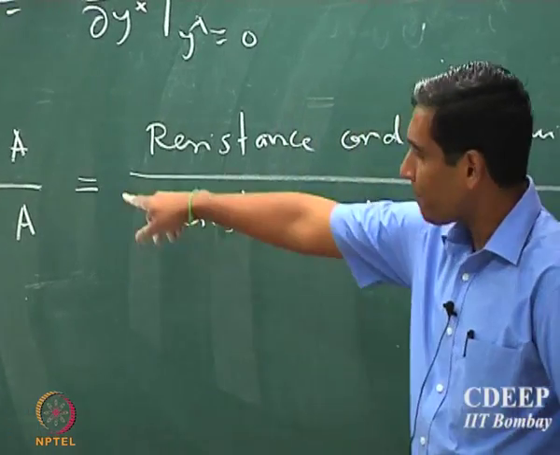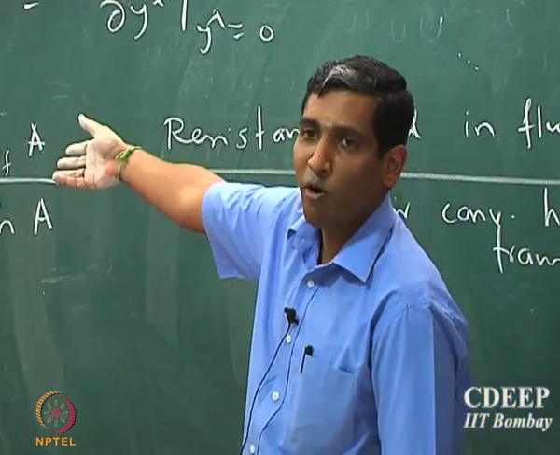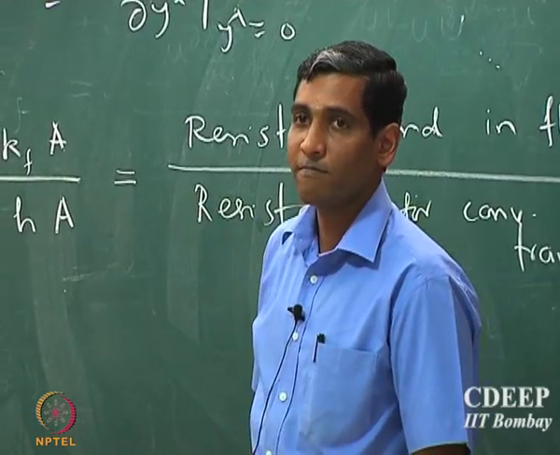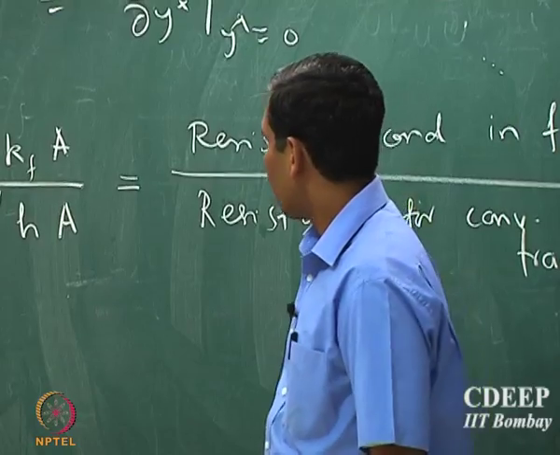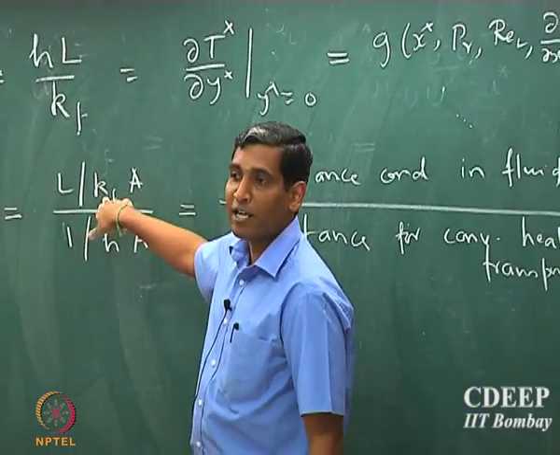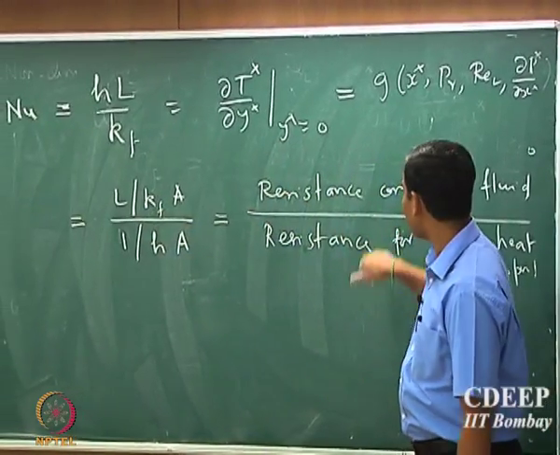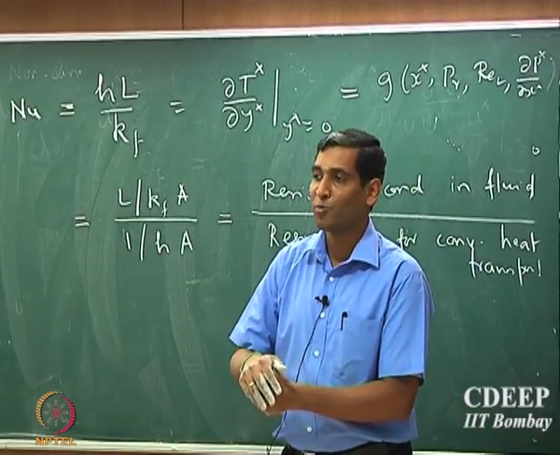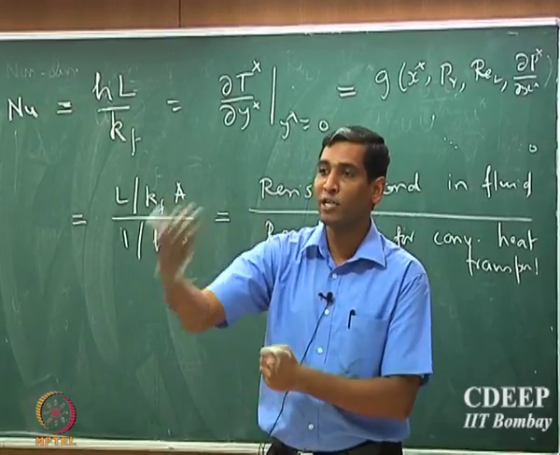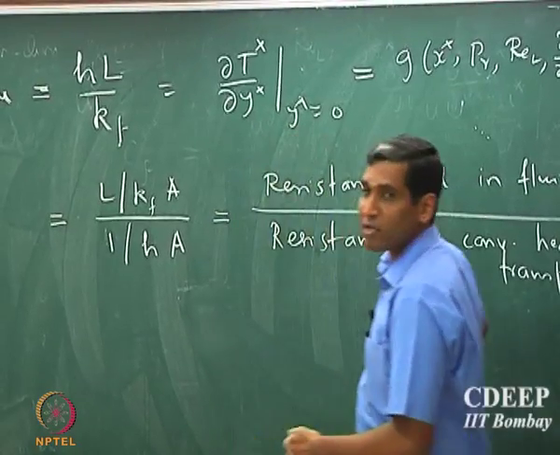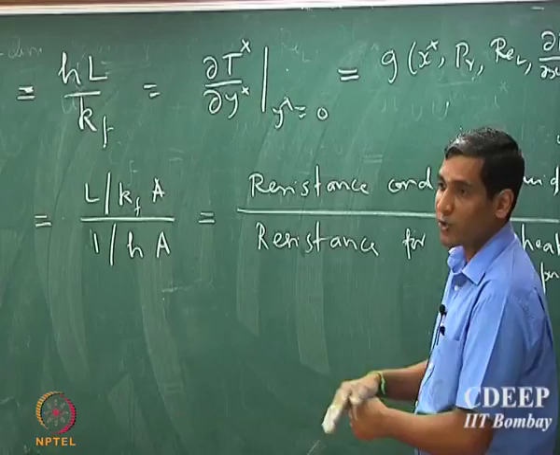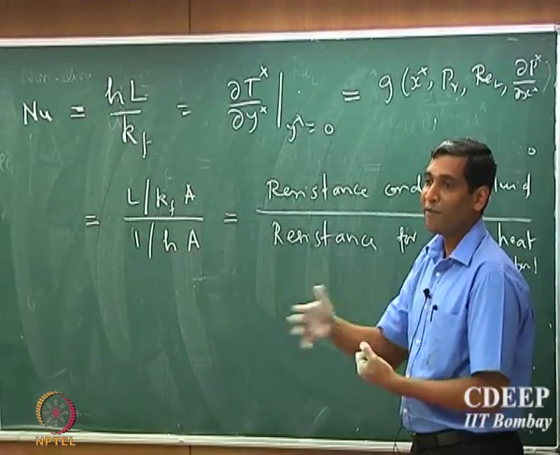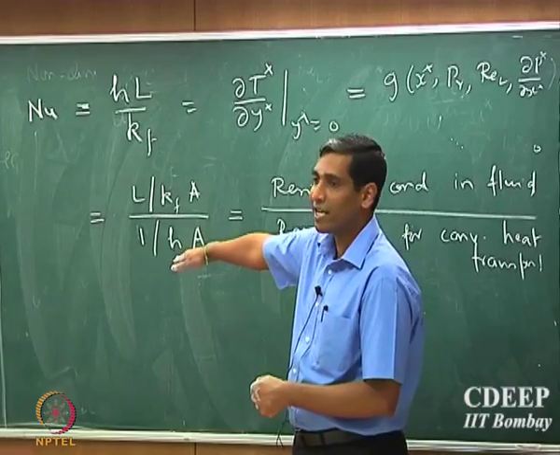Now note that the functional form and the quantities look very similar to what you saw for the Biot number in conduction. What's the difference? In the Biot number, it's the conduction in the solid. There you are comparing the resistance to conduction in the solid versus the resistance to heat transport because of convection from the solid to the fluid. Here you are comparing the resistance of conduction in the fluid phase versus the resistance for transport from the solid to the fluid phase. So there is a fundamental difference in the quantities, and that's why they carry different names. Okay.